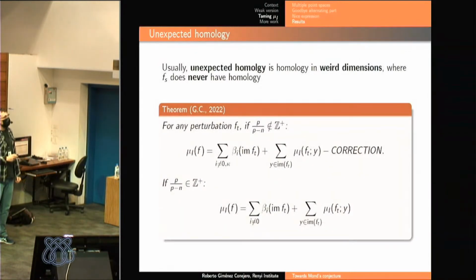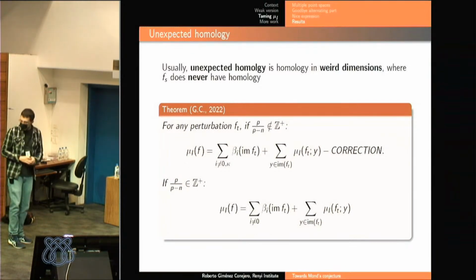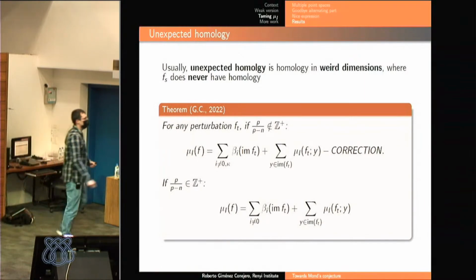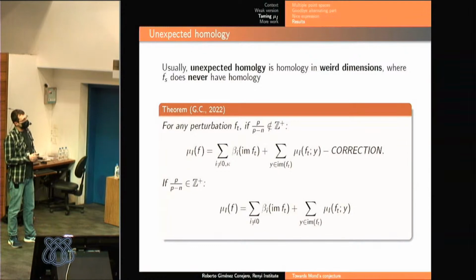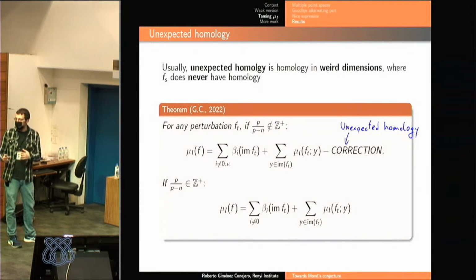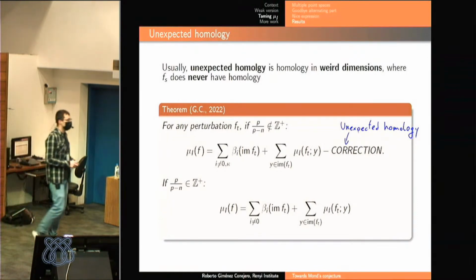And you have the following. This is a conservation principle, and this is telling you the following. First of all, this condition is where you can find unexpected homology. So this correction term is given by this unexpected homology that you have to take into account. And in these dimensions, where this is a natural number, you don't find unexpected homology, never. So you don't need a correction term.